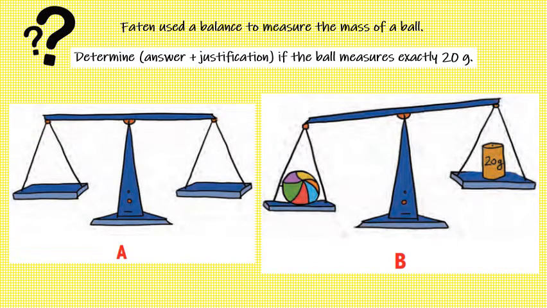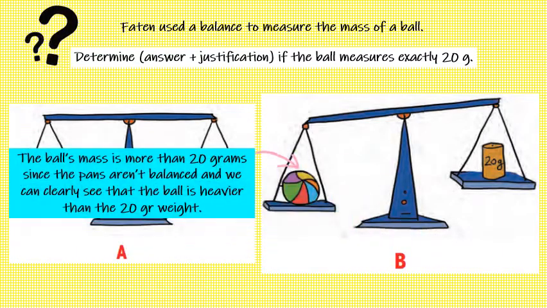Are the 2 pans balanced? Are they on the same level? No, that's right. Which object is heavier? Is it the ball or the 20 grams weight? It's the ball, that's right. So does this mean that the ball measures exactly 20 grams? No, good job. So is it more than 20 grams or less than 20 grams? It's more than 20 grams.